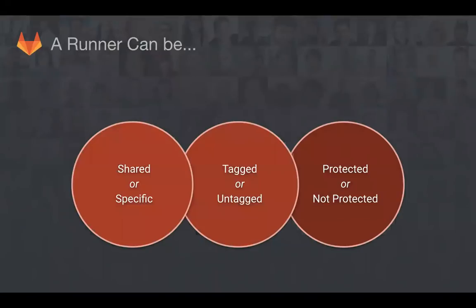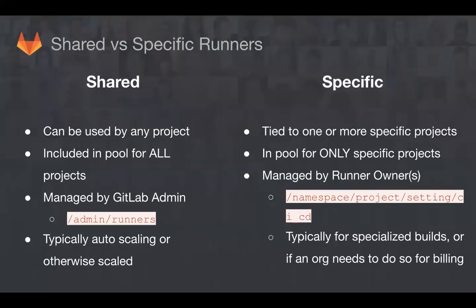And what can a runner be? A runner could be shared or specific, tagged or untagged, protected or non-protected. What does that mean? Shared runners are useful for jobs that have similar requirements between multiple projects. Rather than having multiple runners idling for many projects, you can have a single or a small number of runners that handle multiple projects. Specific runners are useful for jobs that have special requirements or for projects with a specific demand. If a job has certain requirements, you can set up the specific runner with this in mind, while not having to do this for all runners.